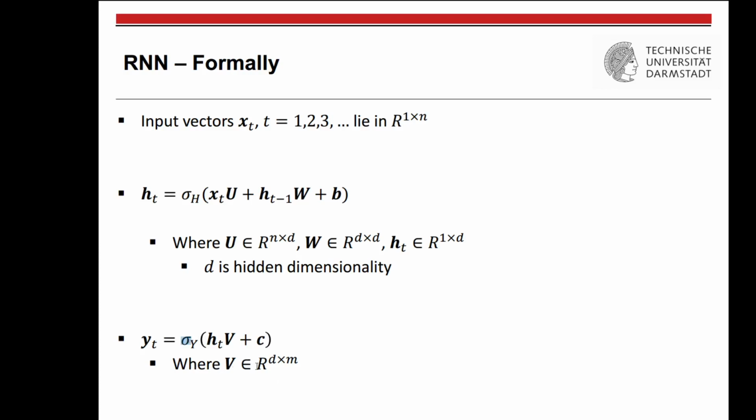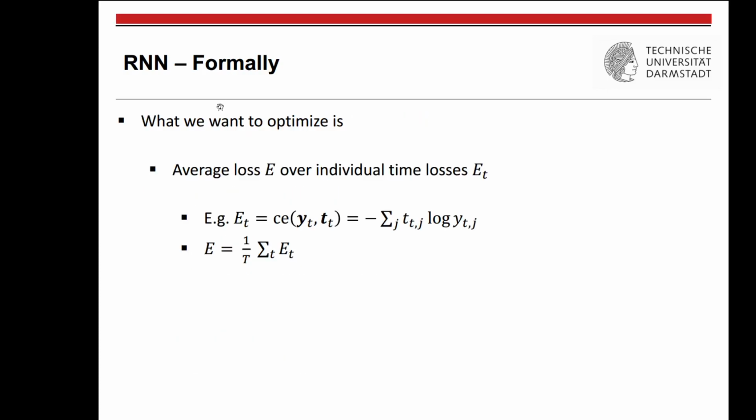Therefore this V matrix has size D times M, where D is given by the hidden dimensionality, and M in NLP would be the number of classes that we have. Like if we do a 10-way classification, then M would be 10. What we want to optimize is the average loss over the individual time losses, E_t. So we have a loss for each time step, and then we average that to have an overall loss.